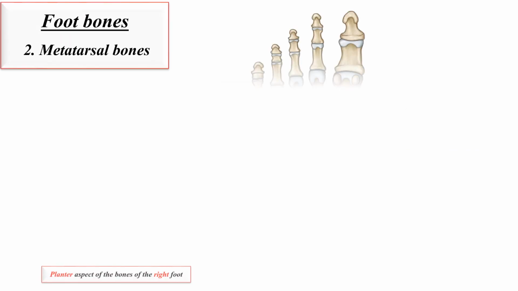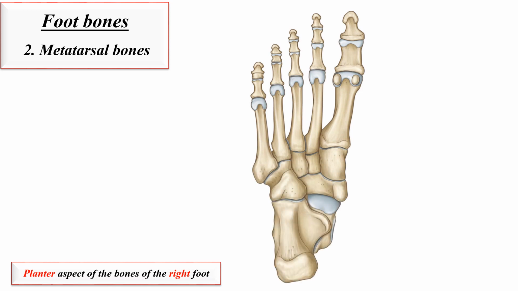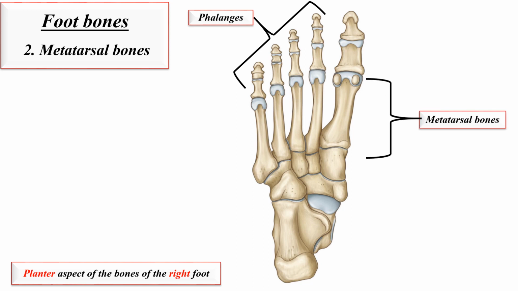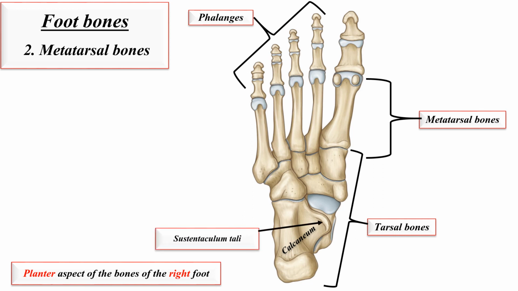Metatarsal bones. This is the plantar aspect of the bones of the right foot. Distally, those are the phalanx. In the middle, those are the metatarsal bones. And proximally, those are the tarsal bones. This is the calcaneum, and this is the sustentaculum tali in the medial surface of the calcaneum. This is the talus. The sustentaculum tali supports the head of the talus.